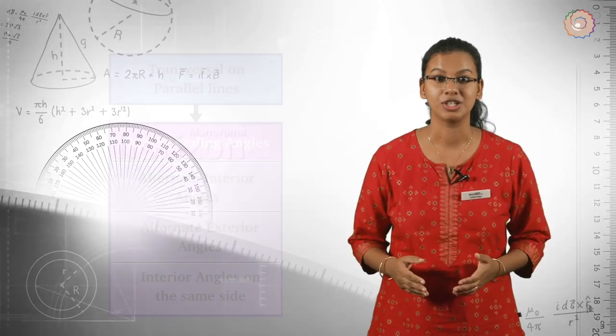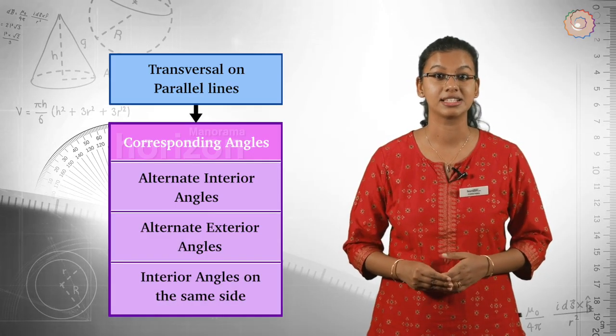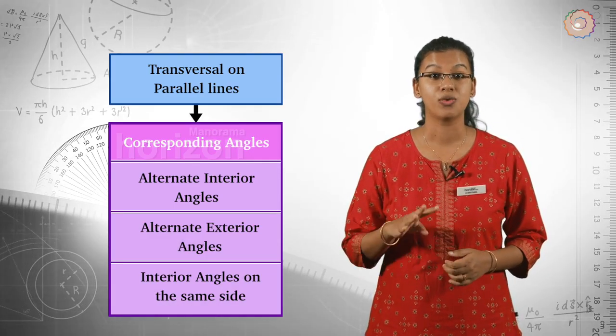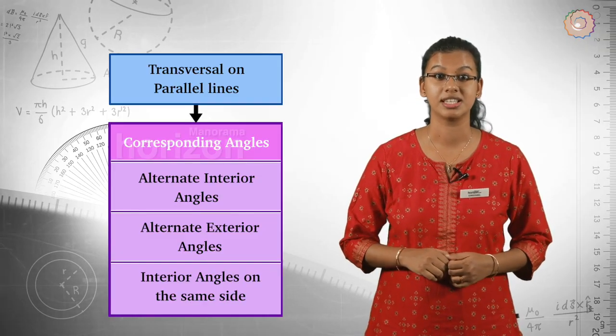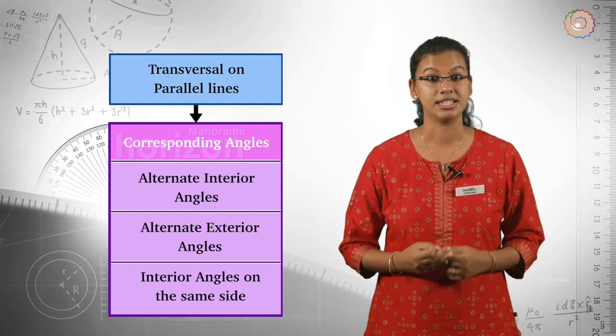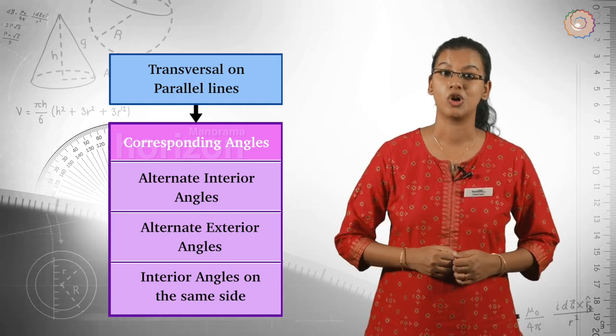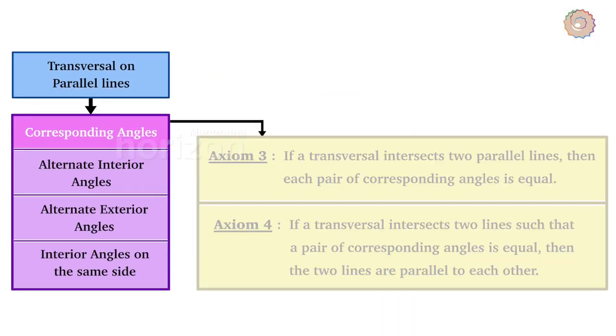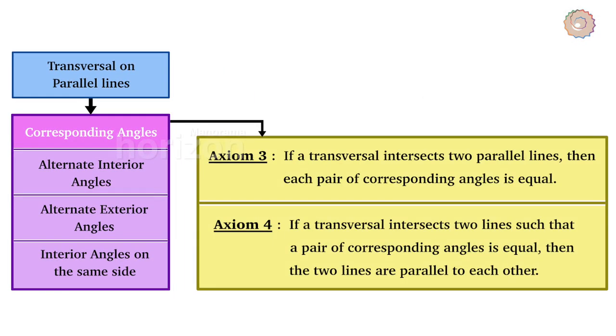So, we can conclude that when a transversal intersects two parallel lines, we get 4 angles at each point, which consist of pairs of corresponding angles, alternate interior angles, alternate exterior angles and interior angles on the same side. For corresponding angles, we have the axiom: if a transversal intersects two parallel lines, then each pair of corresponding angles is equal, and its converse: if a transversal intersects two lines such that a pair of corresponding angles is equal, then the two lines are parallel to each other.